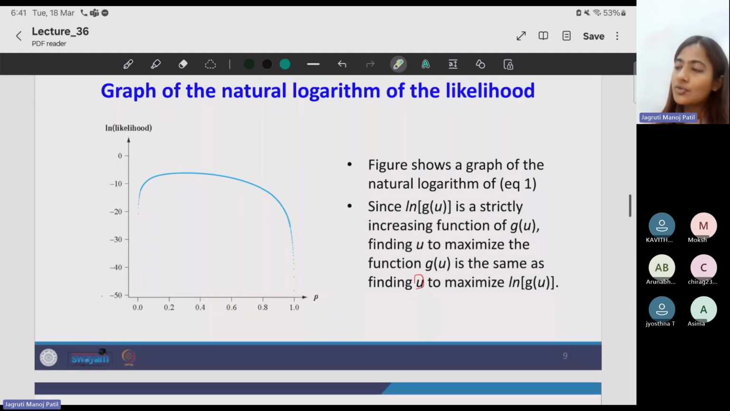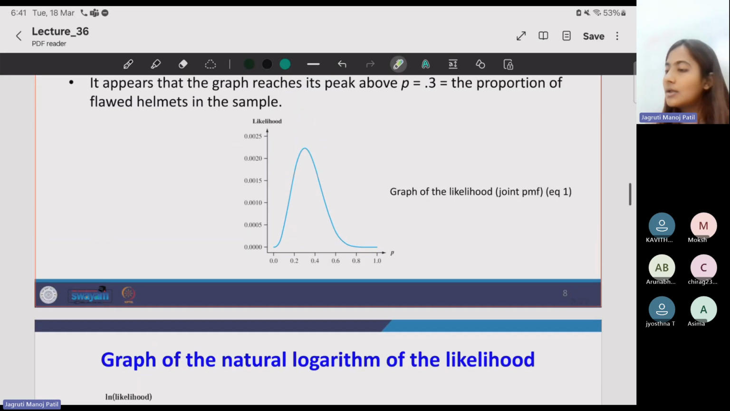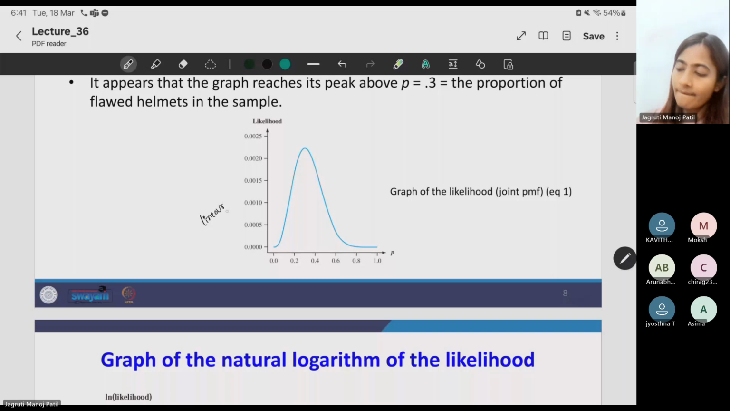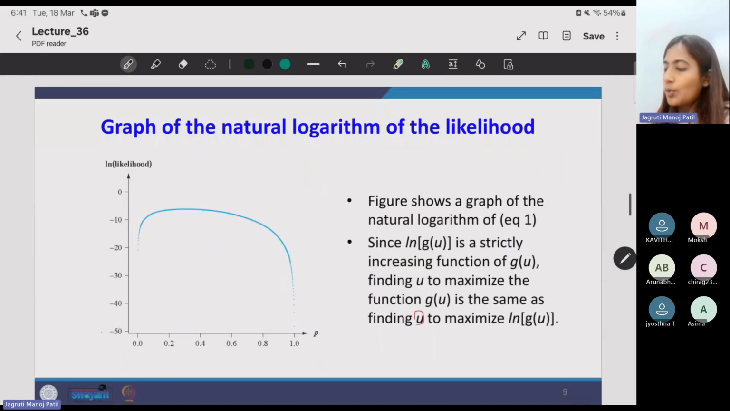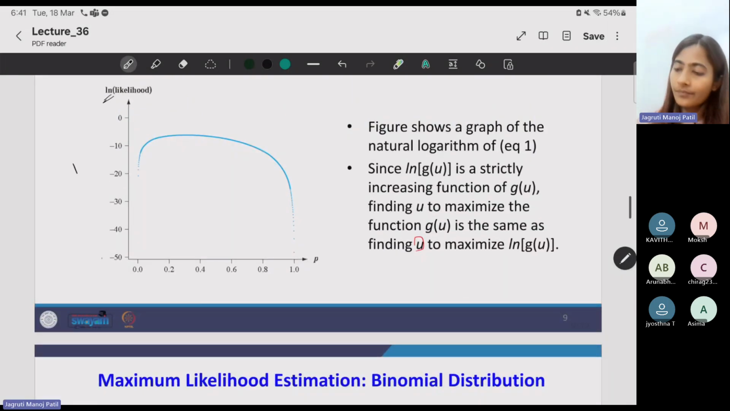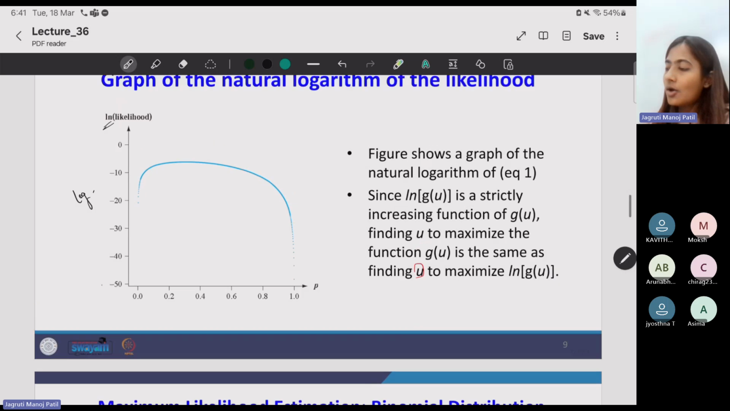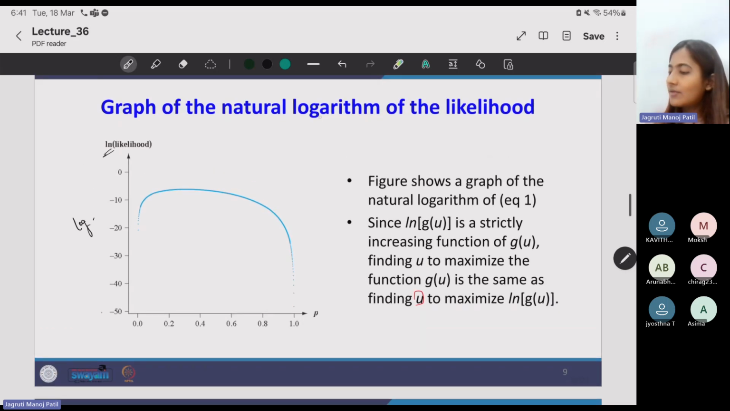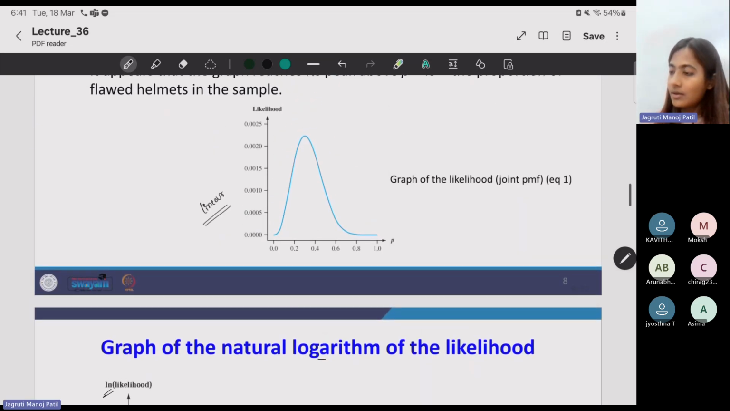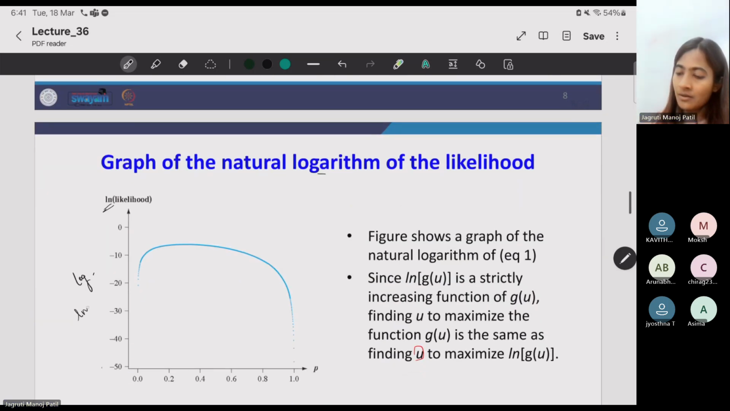Then what we do is plot a natural logarithm. Here the scale is linear. Now you plot it in a log scale, either log 10 or a natural log scale. Here they have taken the natural log of our likelihood and plotted it.